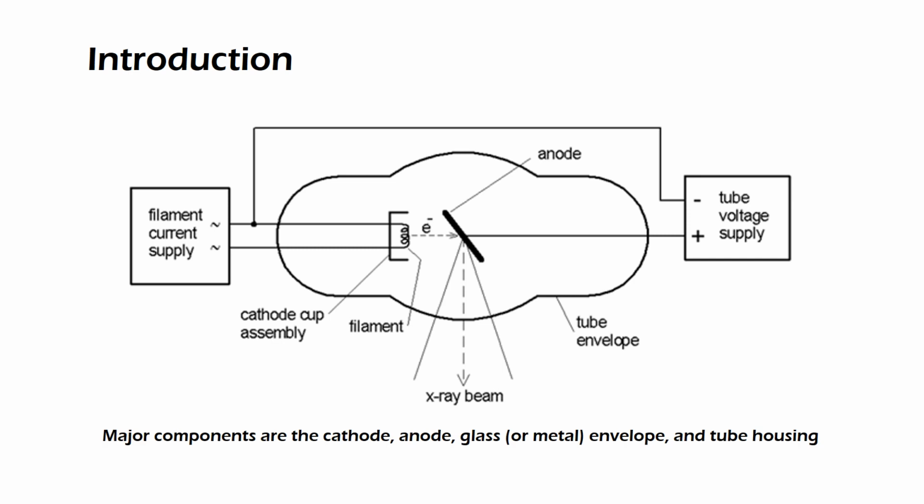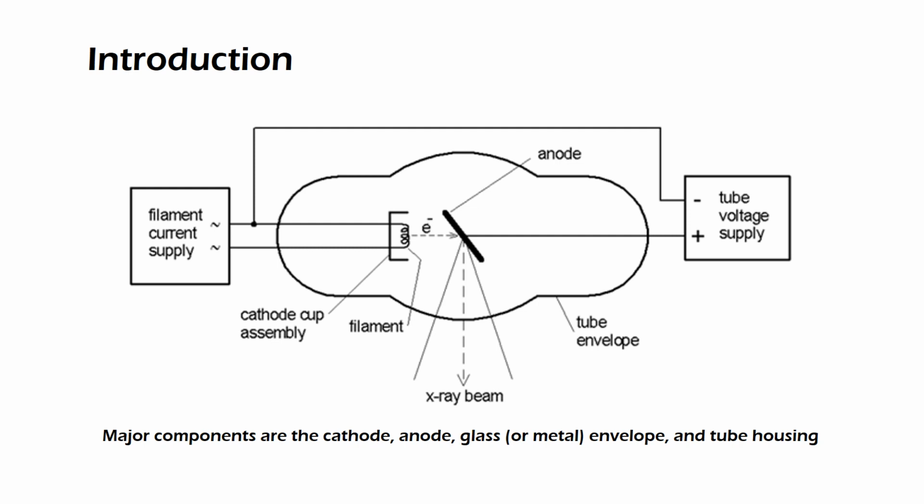Major components of the X-ray tube are the cathode, anode, glass or metal envelope, and tube housing. The filament is heated by a current that controls the thermionic emission of electrons, which in turn determines the number of electrons flowing from cathode to anode. This current is called the tube or anode current. The tube current ranges from less than 10 mA in fluoroscopy and 100 to greater than 1000 mA in a single exposure.